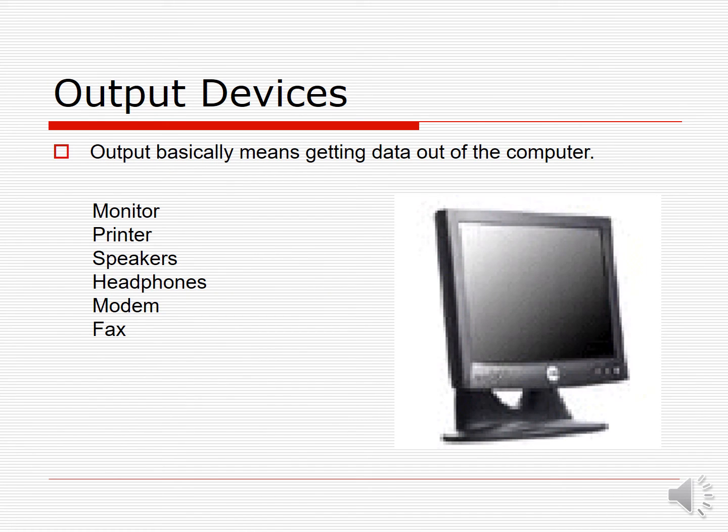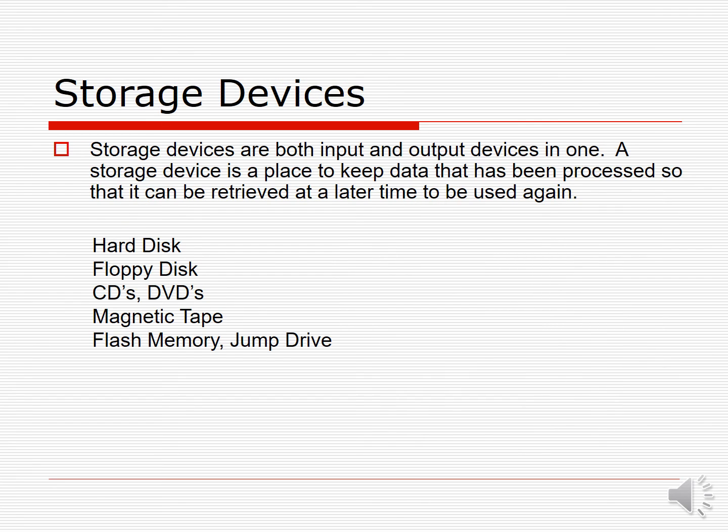Output devices, as the name implies, are the things that get information or data out of the computer: the monitor, the speaker, the printer, headphones, modem, fax, etc.